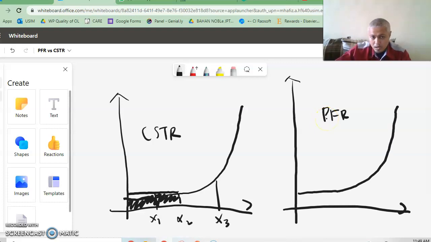For PFR, if we have this curve, and we have x1 here and x2 here, then if we integrate from this to this, that will be the volume for the first PFR, and this will be the volume for the second PFR. If we have one PFR, it will measure from here to here, so it will give the same volume. Even if you compare PFRs in series with one PFR, it will give the same volume.